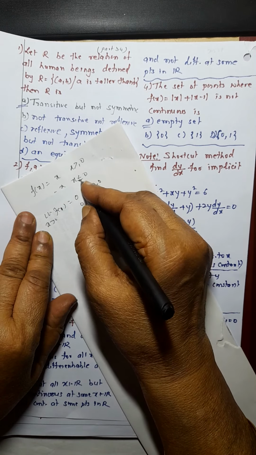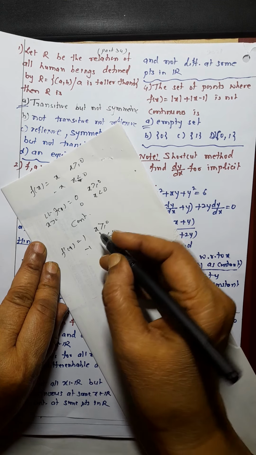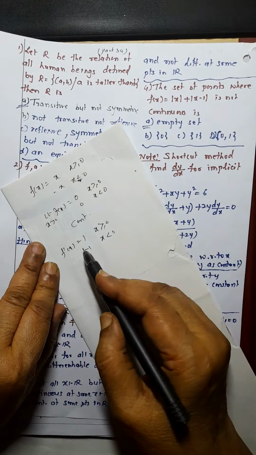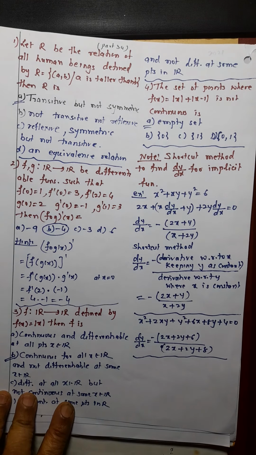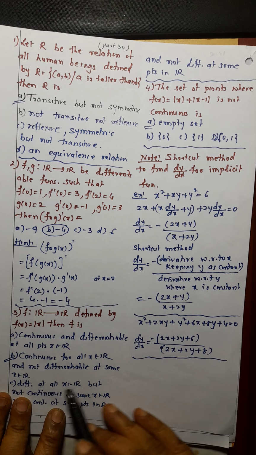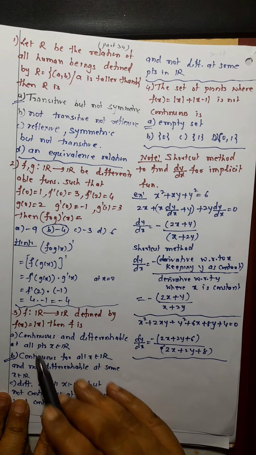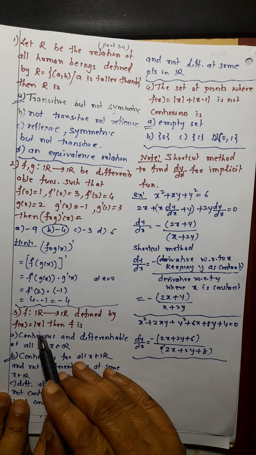But the derivative, if I find it out, f dash x will become 1 if x is greater than or equal to 0, and minus 1 if x is less than 0. Derivatives of this I am taking, and these two are different. So it is not differentiable. This is a very standard example. I have done it many times. You will have to solve it. So it is continuous for all x but not differentiable at some points x from R. It is not differentiable at 0. It is continuous everywhere. Mod functions are continuous everywhere.